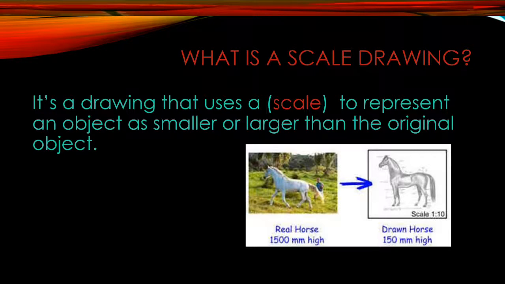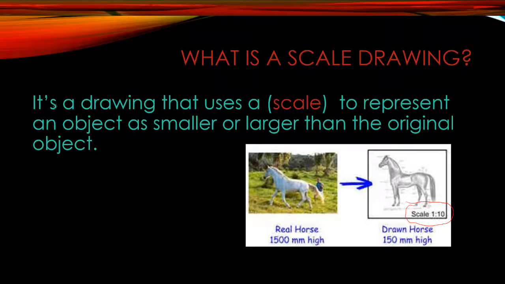A drawing, as in the photo here: we have a real horse and we have a drawing of the real horse. The real horse is 1500 millimeters high and the drawn horse is 150 millimeters high. It's drawn to a special scale, and the scale here is 1 to 10. Later we're going to explain what a scale is, but first we are explaining what a scale drawing is. So this is the real horse and this is the scale drawing of the real horse.